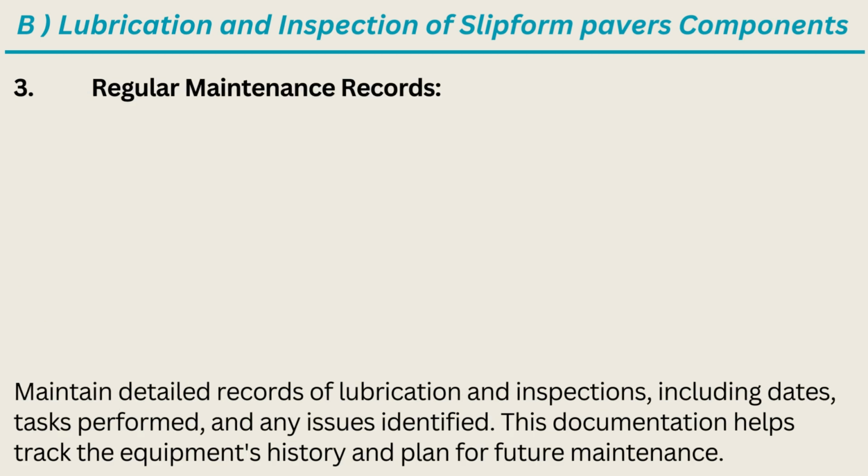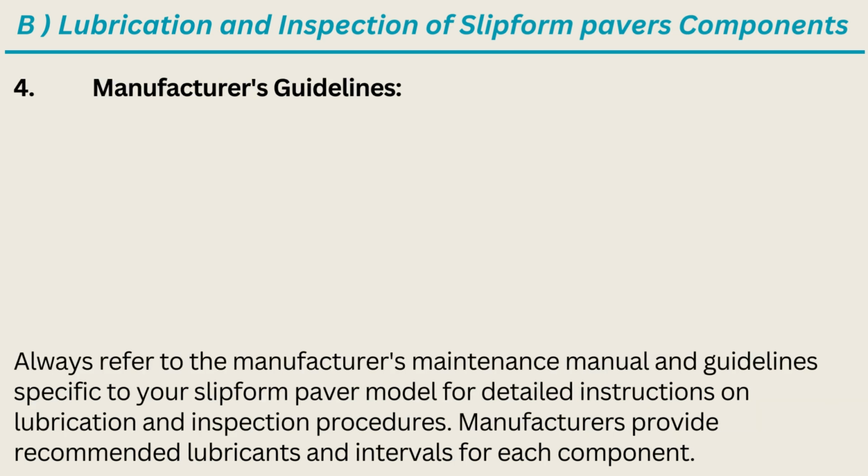3. Regular maintenance records. Maintain detailed records of lubrication and inspections, including dates, tasks performed, and any issues identified. This documentation helps track the equipment's history and plan for future maintenance. 4. Manufacturer's guidelines. Always refer to the manufacturer's maintenance manual and guidelines specific to your Slipform Paver model for detailed instructions on lubrication and inspection procedures. Manufacturers provide recommended lubricants and intervals for each component.